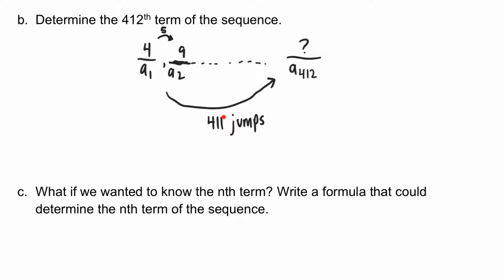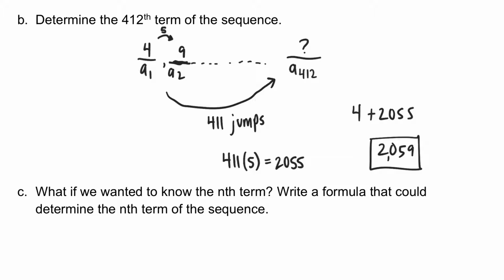Well, if we jump 411 times and each jump we're going up by 5, then what I would do is 411 times 5, and I would add that amount to 4. So 411 times 5 is 2,055. I'm at 4, and if I jump 411 times, that means I'm going to add 2,055 to 4. So all I'm going to do is take 4 plus 2,055, and that would give me 2,059 as the 412th term. So that's a pretty nice, quick way of checking that.